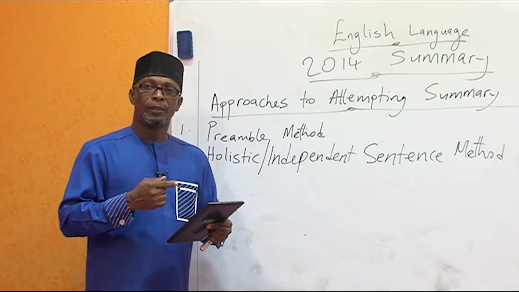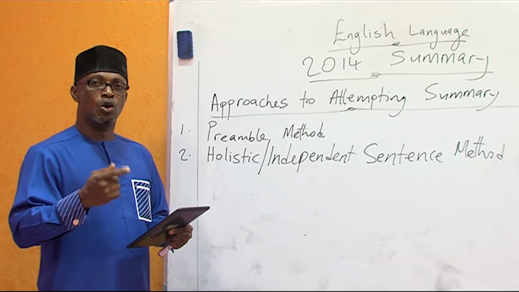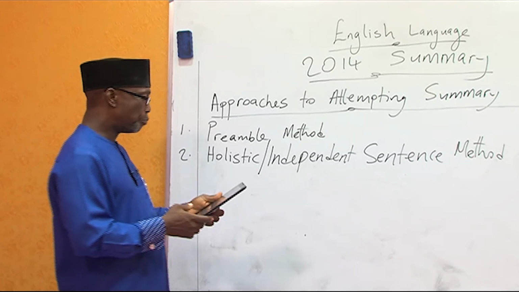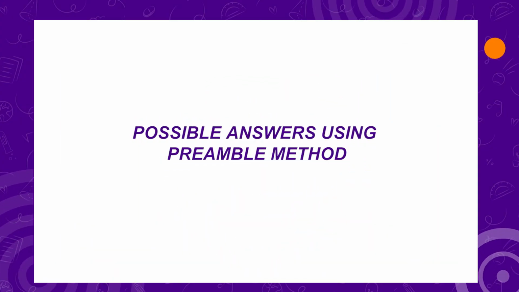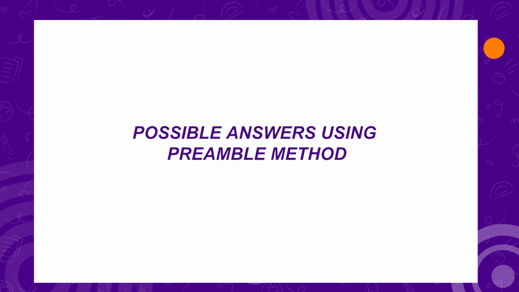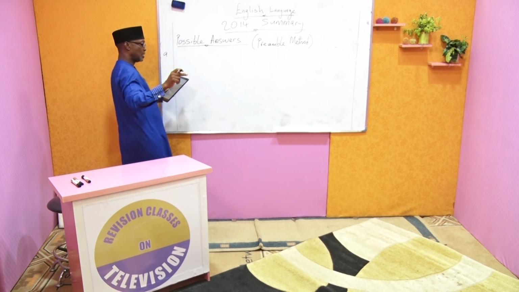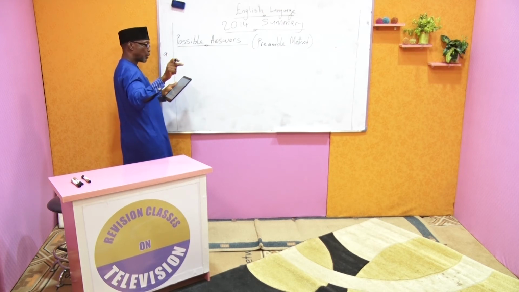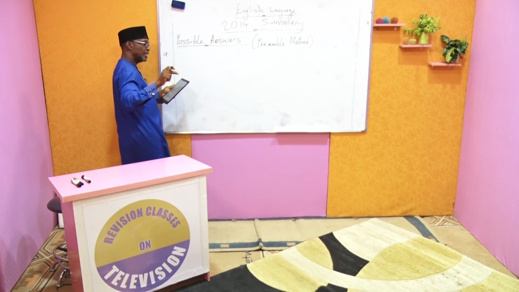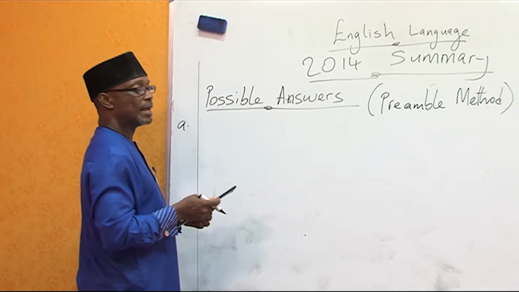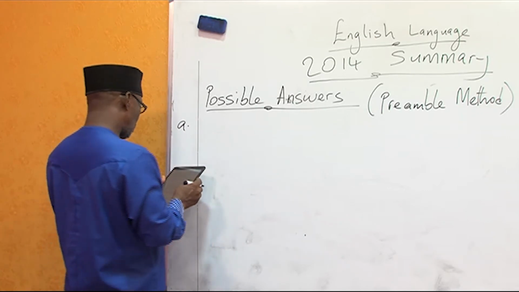So for the passage before us, we want to employ the use of the preamble method. Level A. Remember the question: in 3 sentences, one for each, summarize the problems associated with owning the desktop telephone. And since I'm using the preamble, we'll come this way.